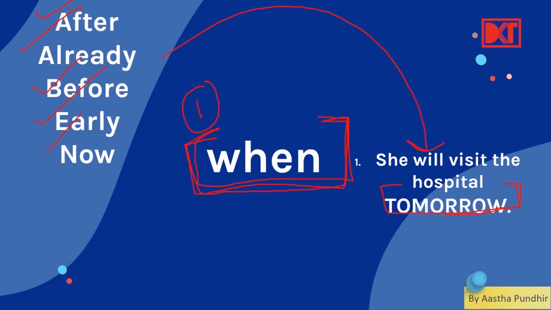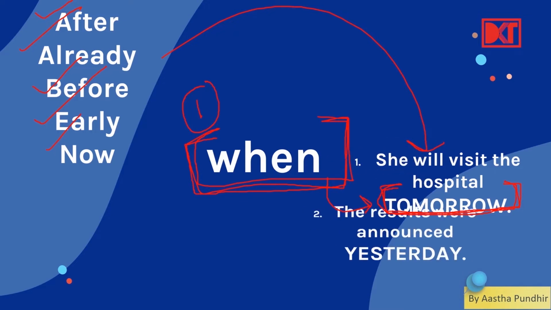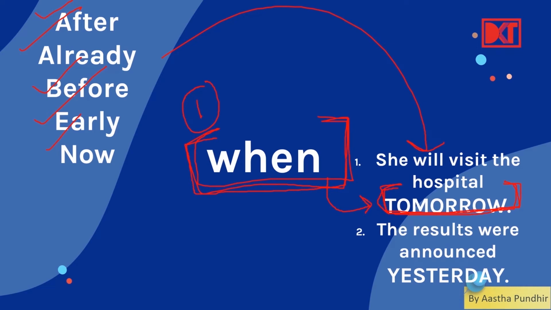Which question is being answered here? When? When will she visit the hospital? Tomorrow. And which word is answering the question? Tomorrow. So, tomorrow becomes the adverb. Next, the results were announced yesterday. Now, when is being answered by which word? Yesterday. So, the adverb here is yesterday. This is the first category of questions being answered. These are the other adverbs which we can use while answering the questions of when.